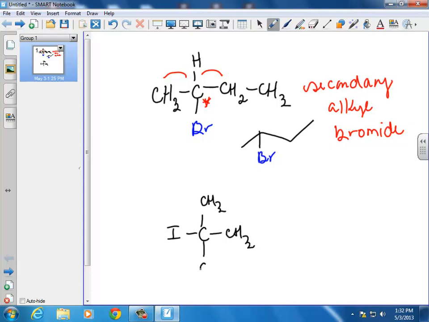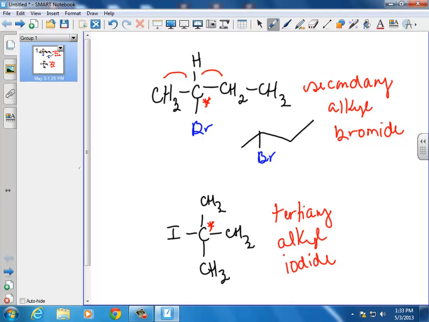So just to use another halogen example, instead of chlorine or bromine, have an iodide. So what would this classification be? This would be a tertiary alkyl iodide. Because once again, it's bound to a carbon atom here that's bonded to three other carbon atoms.